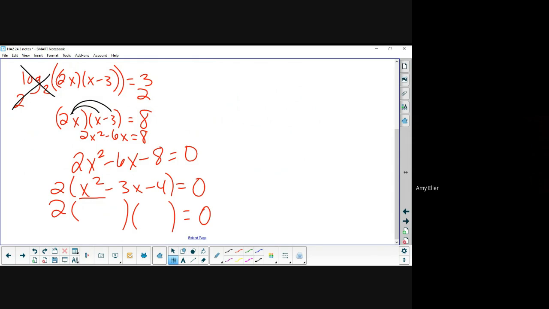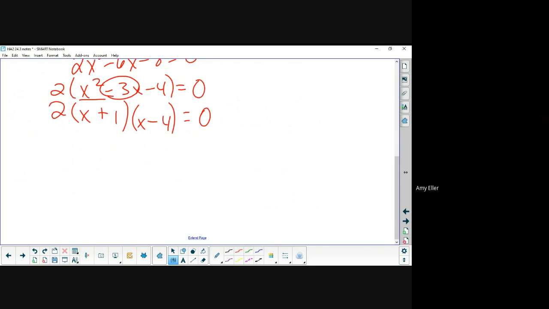Things that multiply to x squared are x and x. There are only 2 things that multiply to 4, a 1 and a 4, or a 2 and a 2. We, of course, are going to pick a 1 and a 4, because that can get me a -3 if the 4 is negative.